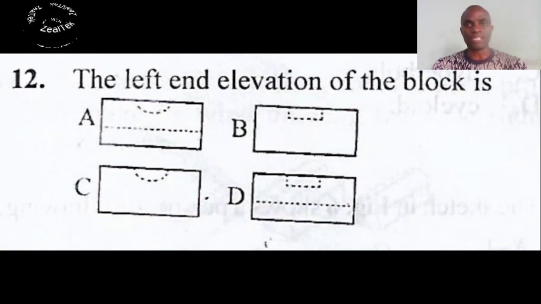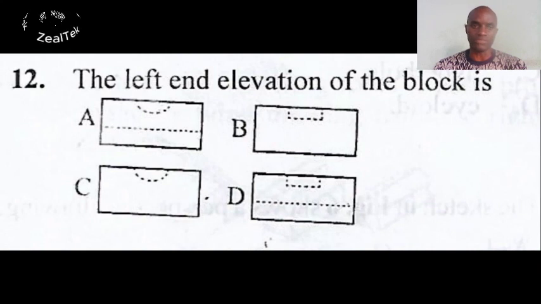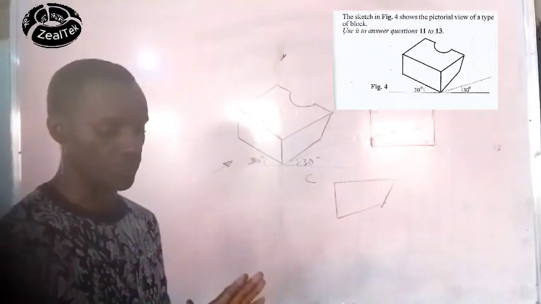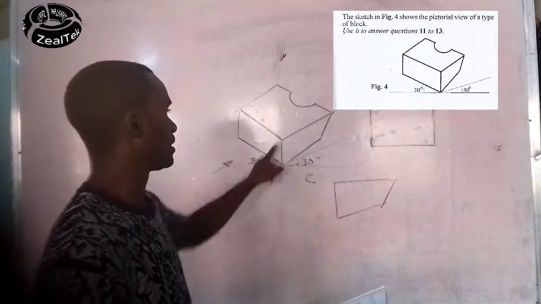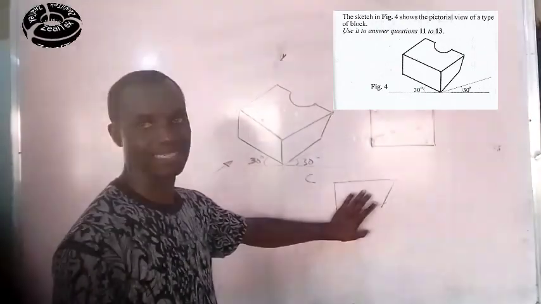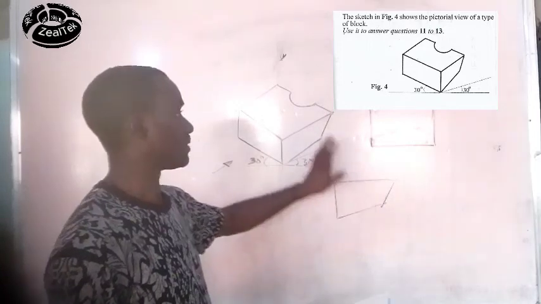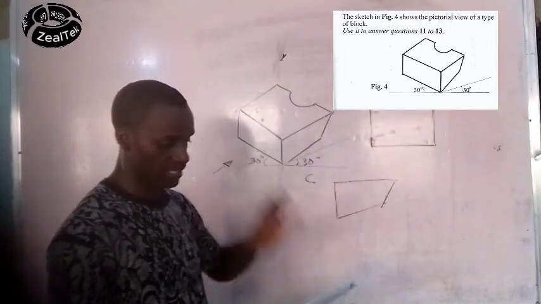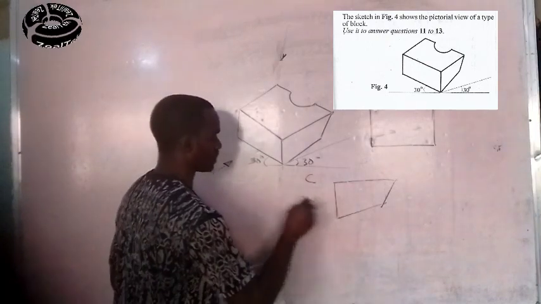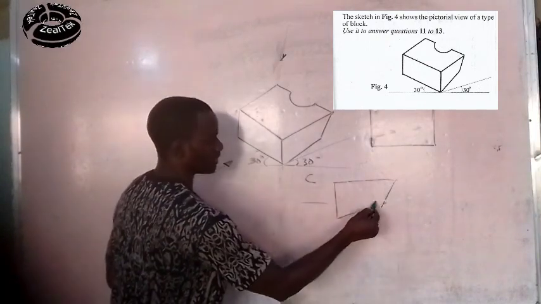Question number 12. The left hand elevation of the block is what? Yes, check out the video that comes after this, and then you will get how the decision was arrived at. Number 12. The left hand view of the object is, so looking at it from here, we agree that this particular part is not cut through because it has this kind of appearance.